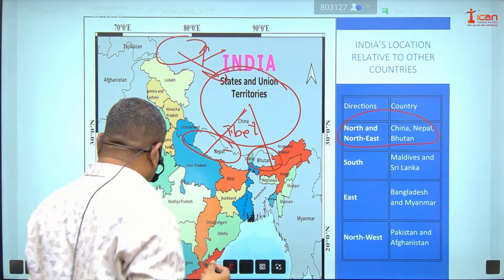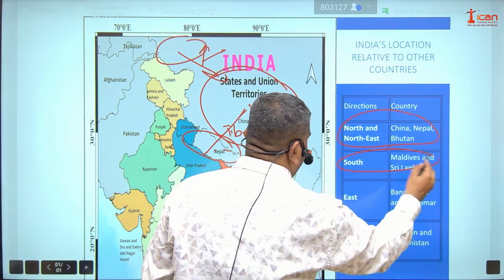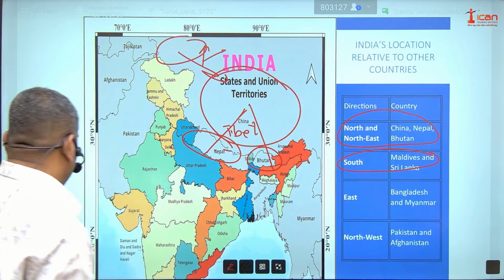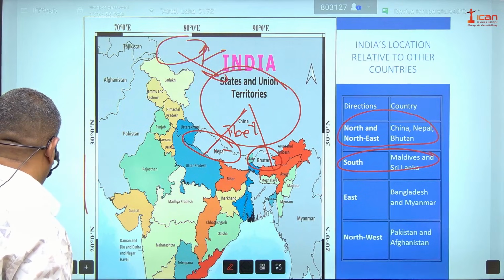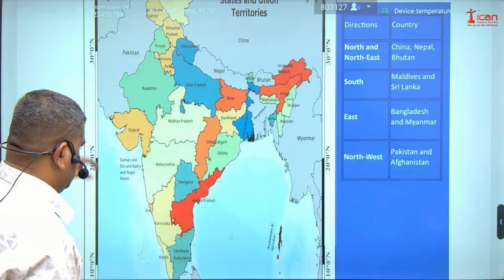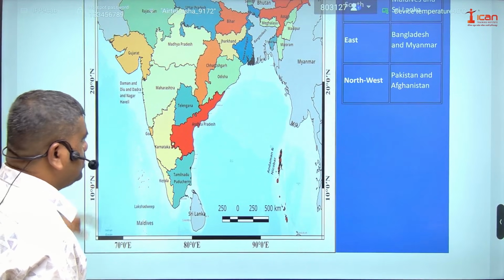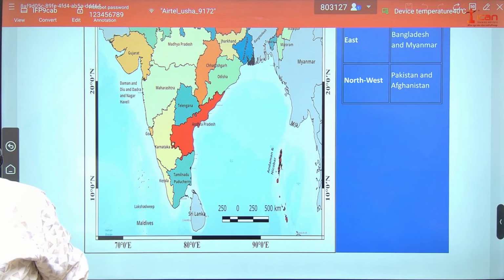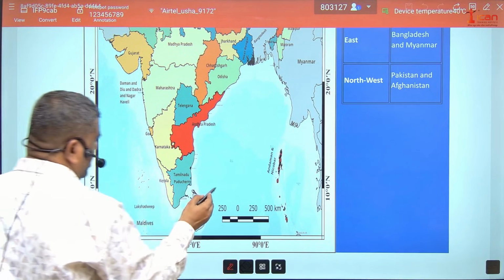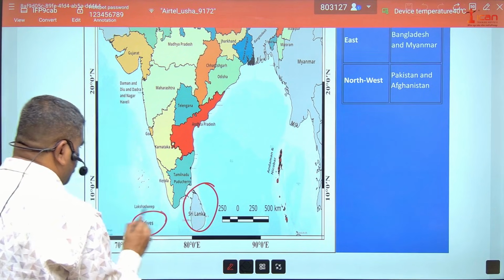Then let us look at south. If you look at the south, there are two countries. They do not have land border with India: Sri Lanka and Maldives.